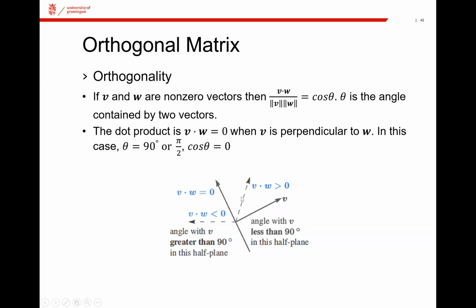But if w is this vector, then the angle is less than 90 degrees. And v times w will be greater than 0, because the cosine theta will be greater than 0. And since the lengths are always positive, then v times w will be positive as well. And if w is this vector, then the angle will be more than 90 degrees. Then the cosine theta will be less than 0, since the lengths are always positive. So the v times w will be less than 0.